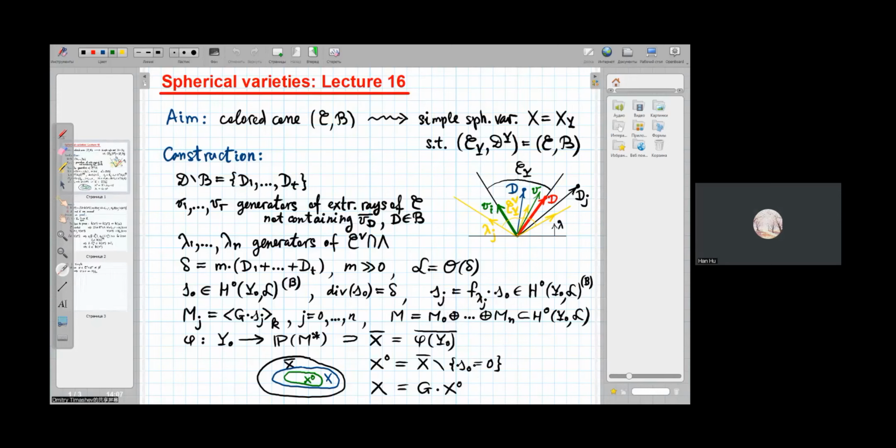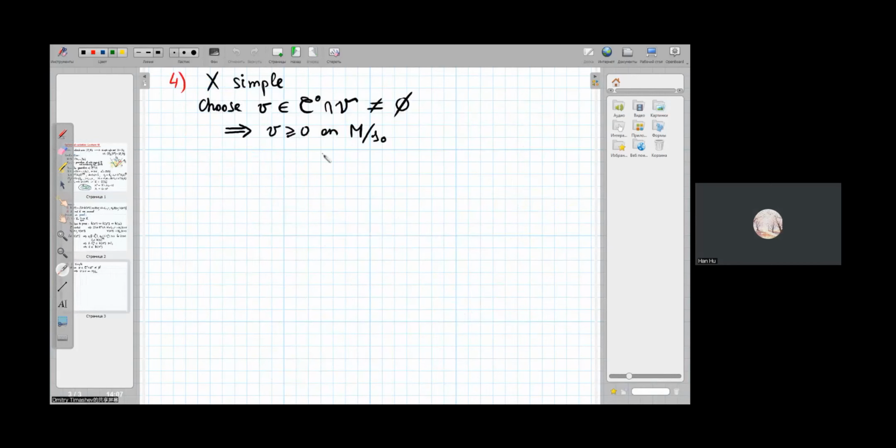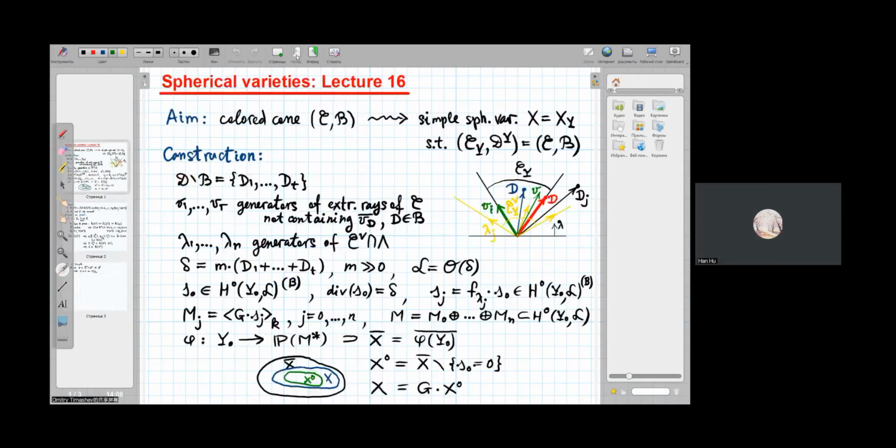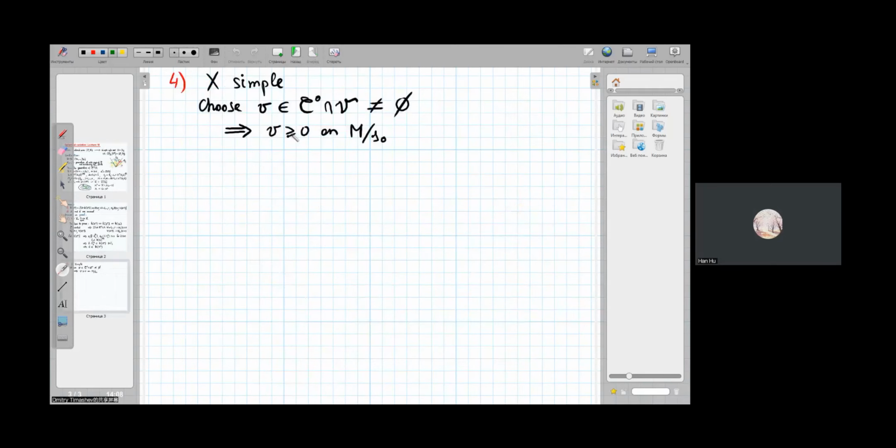Let me just finish. This holds for j bigger than 0, and for j equal to 0, the value on here is of course equal to the value on S0 because it is the same thing. So in general, on the whole of M, we have an inequality which is not strict. This inequality gives rise to an equality on M0 on here. And this inequality is strict on all other summands. So this is how this inequality looks on M over S0.